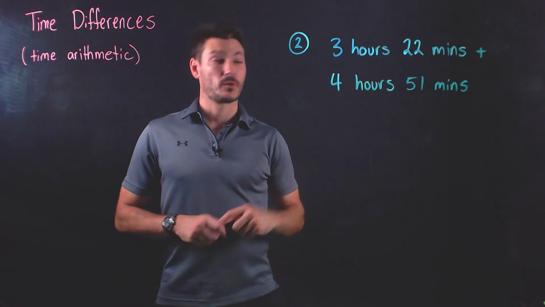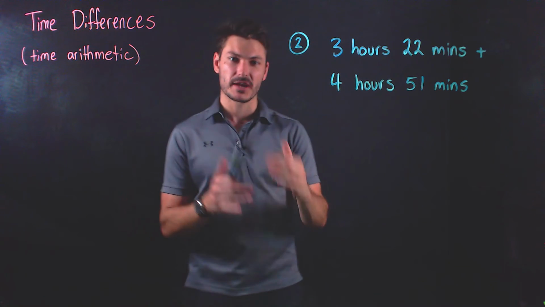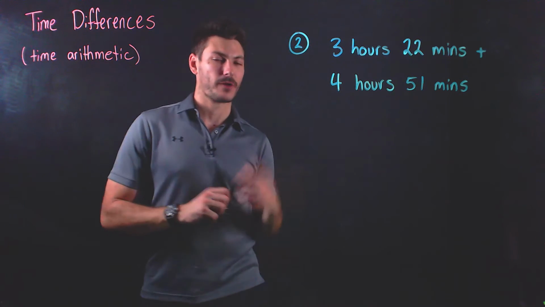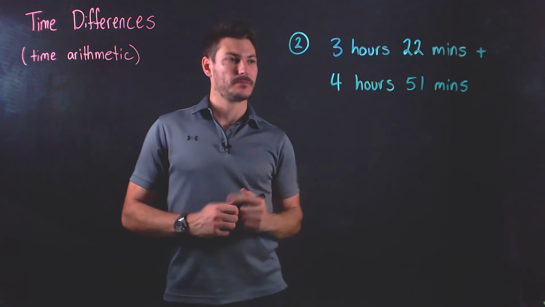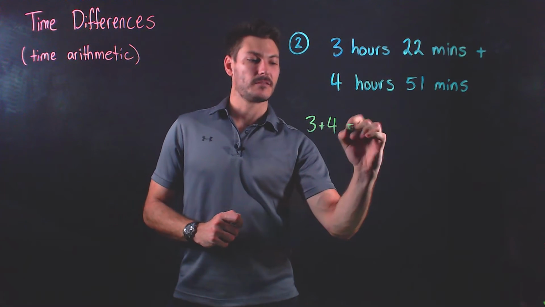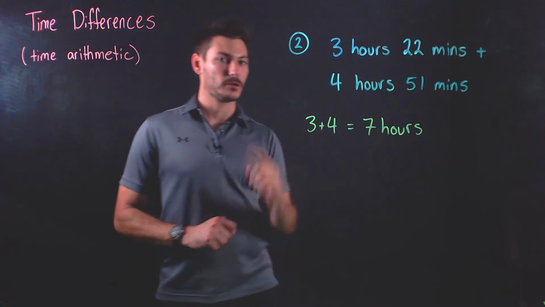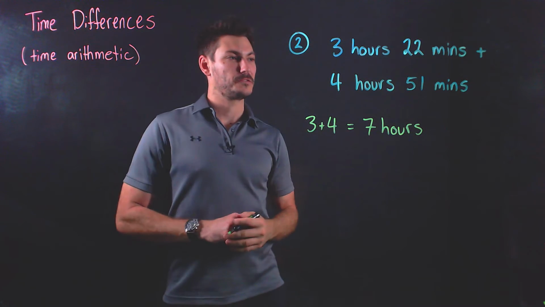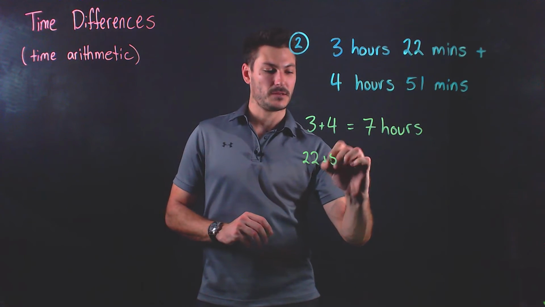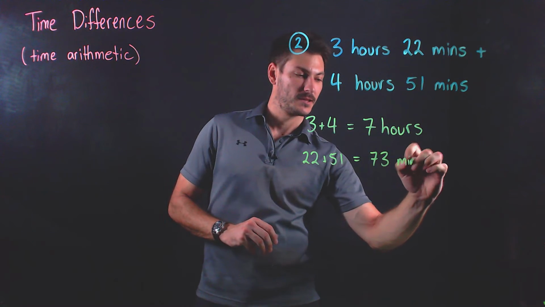In question 2, we have an addition this time, and we're going to have to deal with minutes and hours and interchange them a little bit, but it'll be at the end of the question. So I'm going to do what I did before and deal with hours and minutes separately. So first, my hours, I've got 3 plus 4 is going to give me 7 hours. Then I'm going to look at my minutes. I have 22 and 51, which is going to make 73. So 22 plus 51 equals 73 minutes.